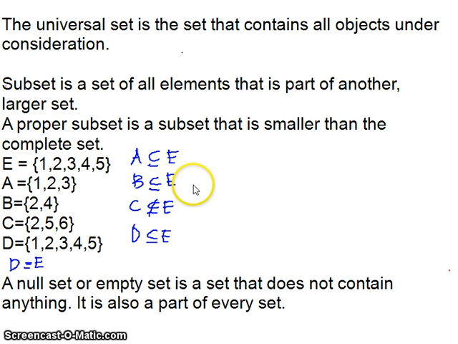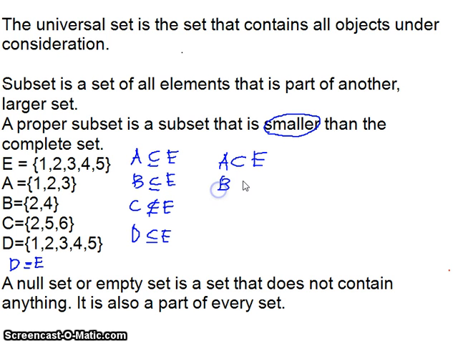So now let us have the proper subset. From our definition, a proper subset is a subset that is smaller than the complete set or the parent set. If we are to use E as our parent set, then we can say that A is a proper subset of set E because A is smaller. We only have 3 elements here, and these elements are also in E.